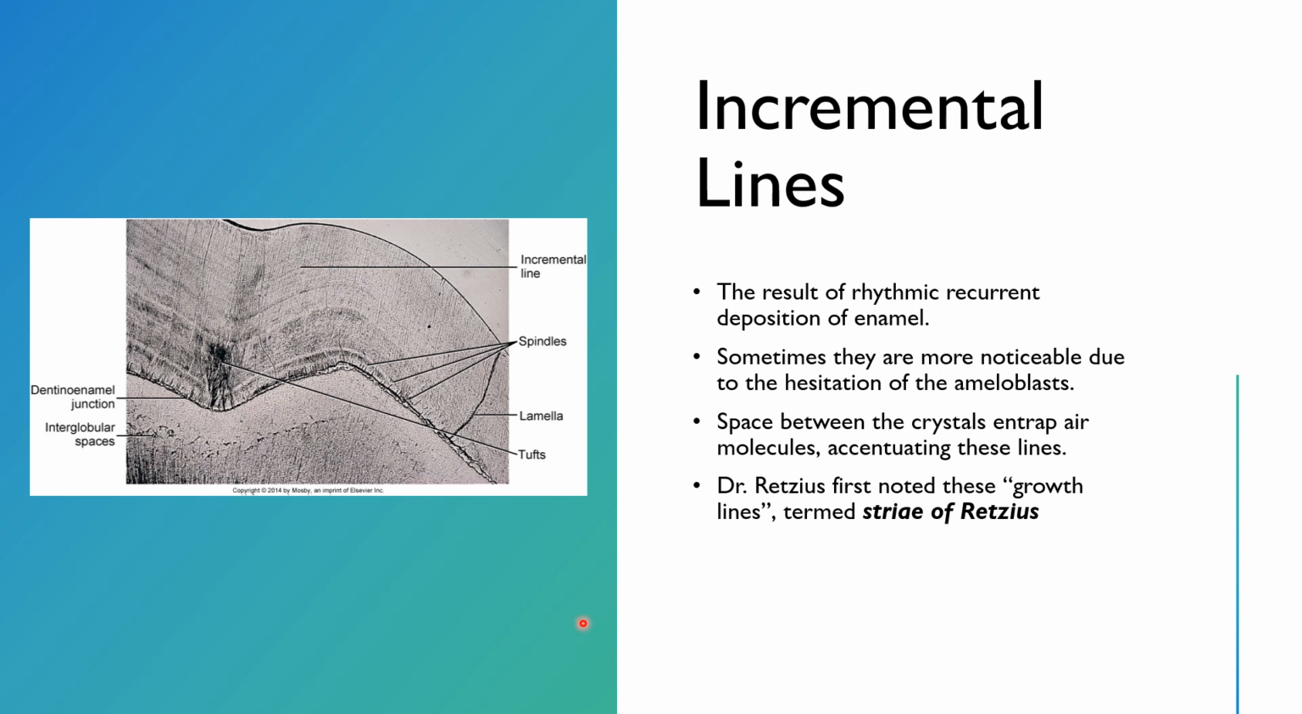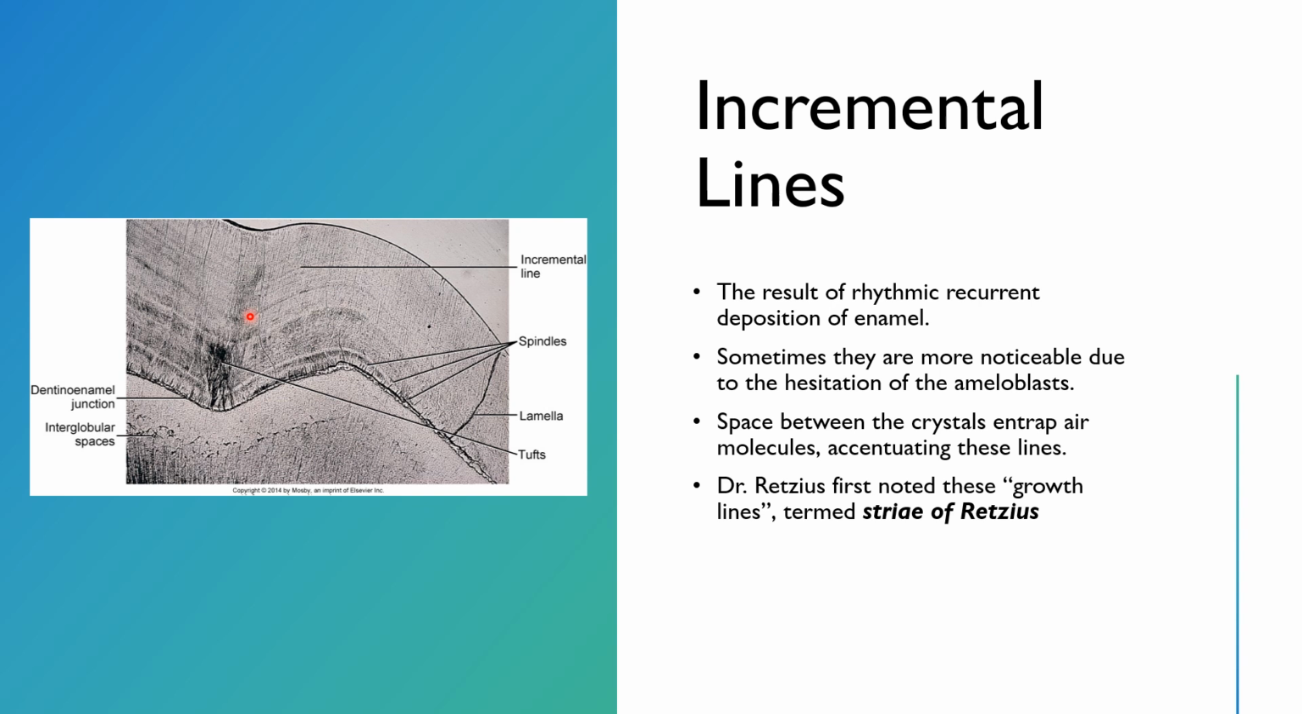Okay, so what that means is imagine that these ameloblasts are depositing enamel, and then all of a sudden in between one of those increments, there's a little pause. Okay, so that little pause might then have an incremental line that is more distinct. Okay, so that's basically what that means. And you can see from this picture here, really when you look, there's lots of different lines and some are a little bit more distinct than others. And that could be because of that rhythmic, recurrent deposit of the enamel and that little hesitation or pause of the ameloblasts.